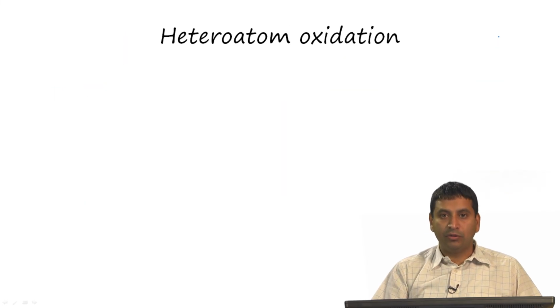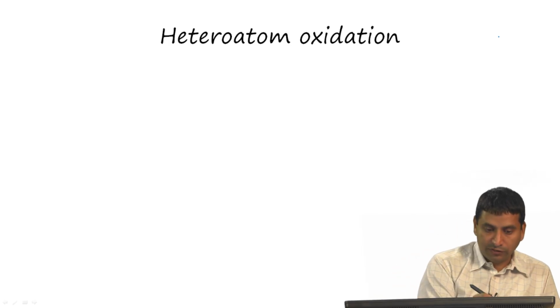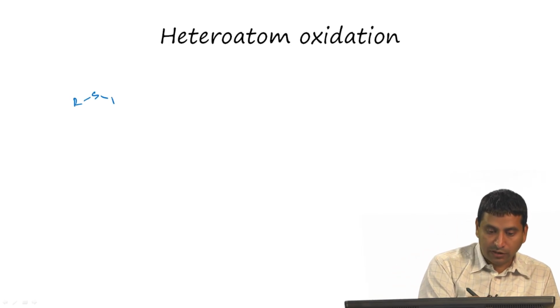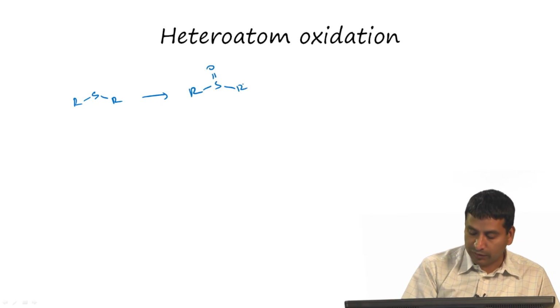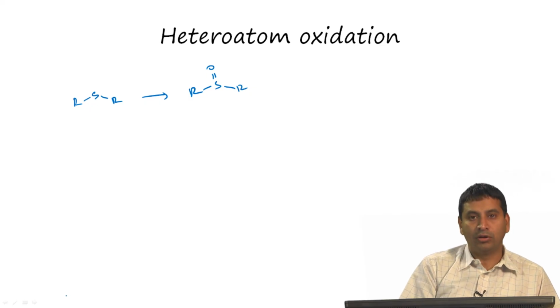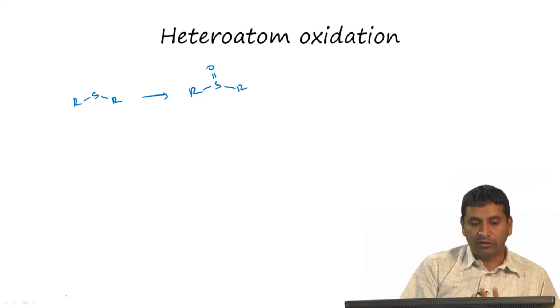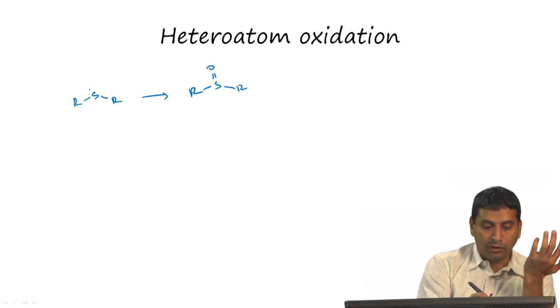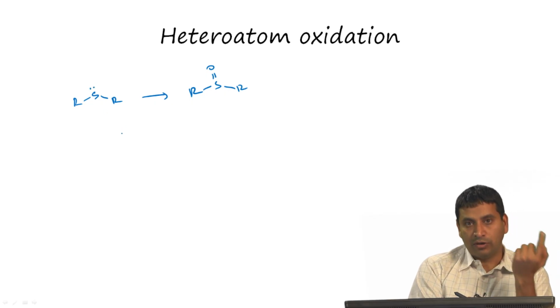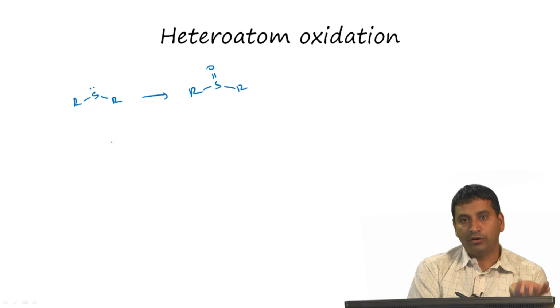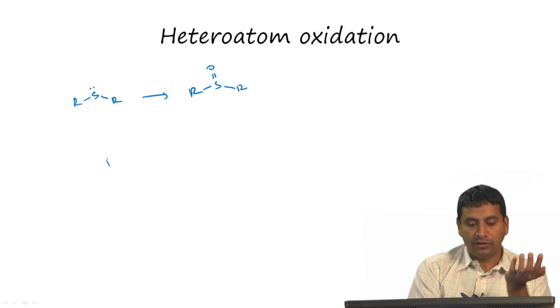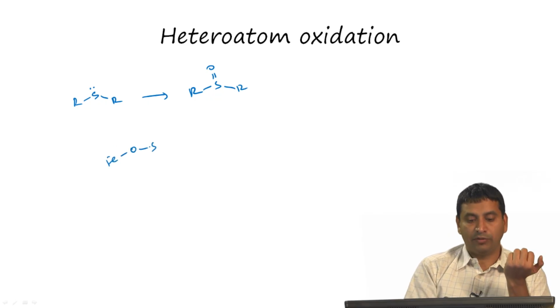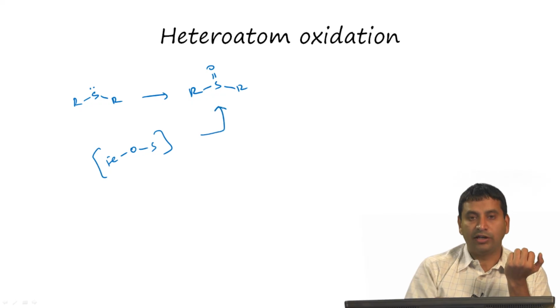In a very similar manner, you can also have heteroatom oxidations such as R S R going to R S double bond O R. Okay. So, I am not again going to go into the details of the mechanism, but you can imagine that there is going to be a radical that is formed on the sulfur because you have a lone pair on sulfur which can donate one electron, and then once that radical is produced, it again forms a bond with oxygen to produce a FeOS type of intermediate, which then rearranges and gives you the product.